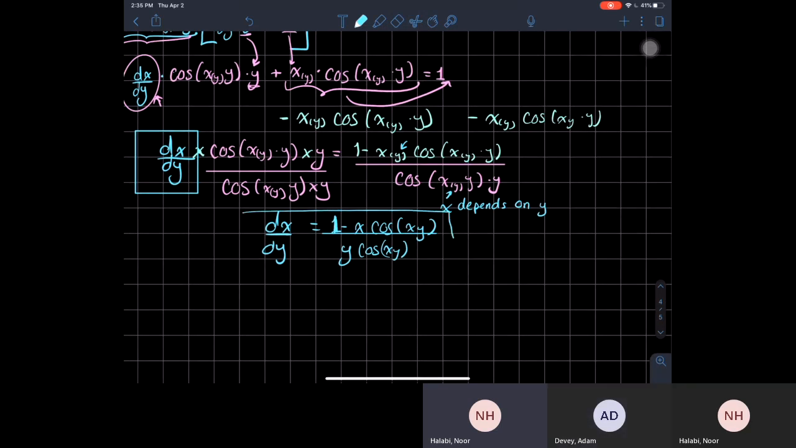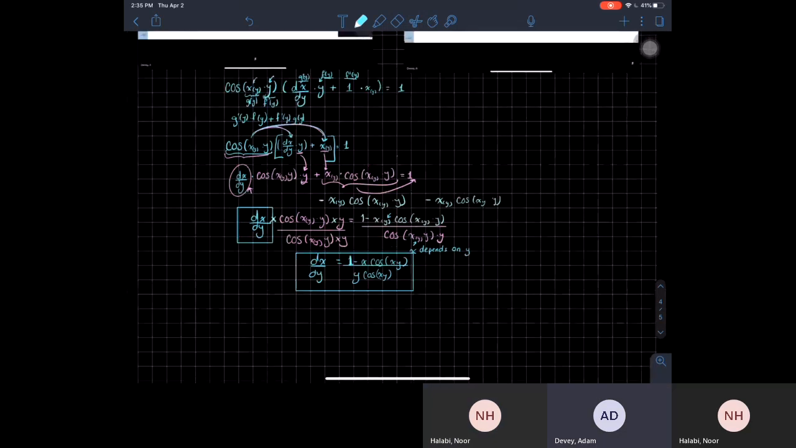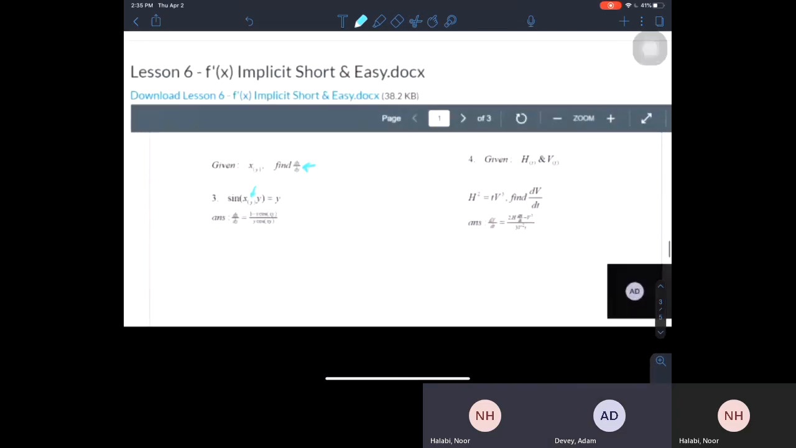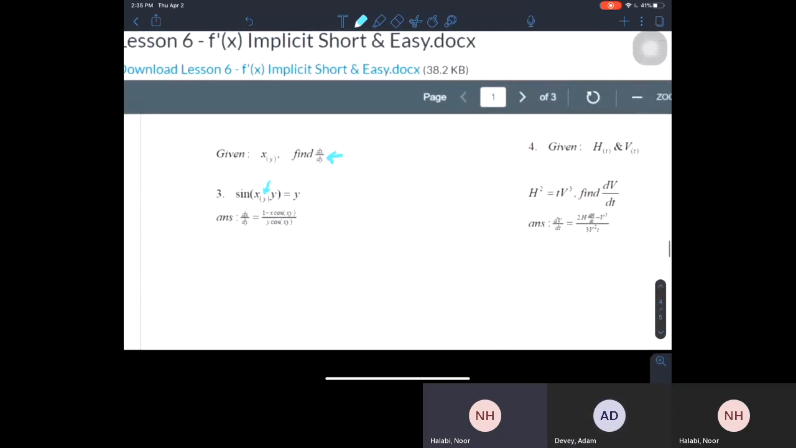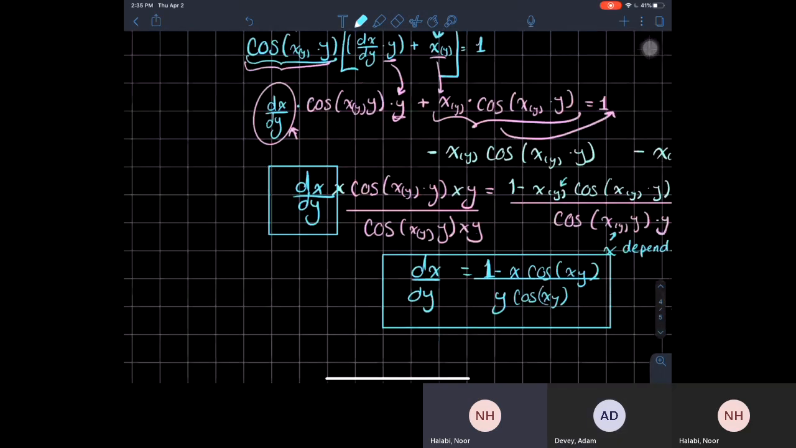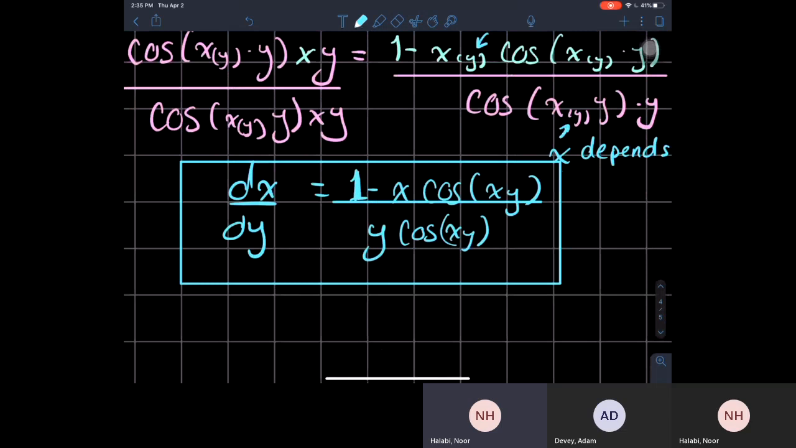So this is my final answer right here. Now let's go back to the question that they gave us. Oh, look at that. We got 1 minus x cosine xy over y cosine xy. And we got here 1 minus x cosine xy over y cosine xy. Perfect. We got it.